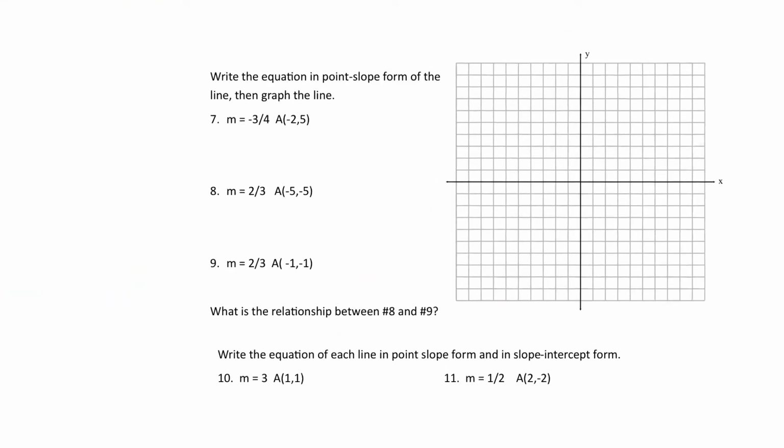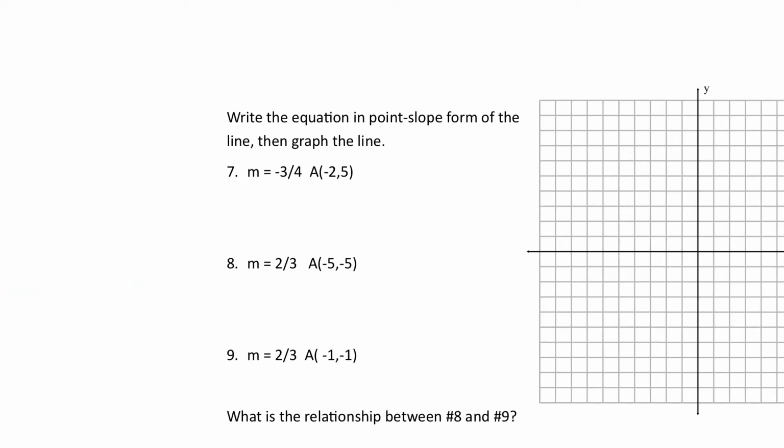All right, on the back. So I want to do the same thing here, but we're also going to graph it, okay? So on this equation, the slope is negative 3/4, and a single point on that line is (-2, 5). So what's that going to look like in our point slope? y minus 5 equals negative 3 over 4 (x plus 2). Okay, good.